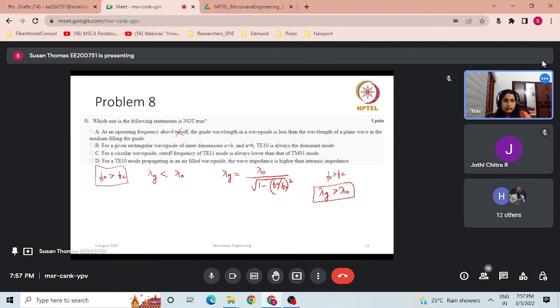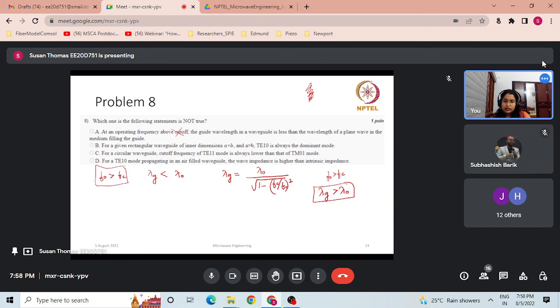I was wondering, what happens when fc becomes greater than f0? Would not the denominator be an imaginary number then? So my question is, should not fc always be less than f0? Yes, because otherwise it is unphysical. Basically, that is not a propagating mode. Yeah, okay.